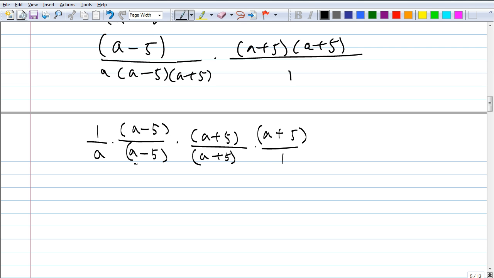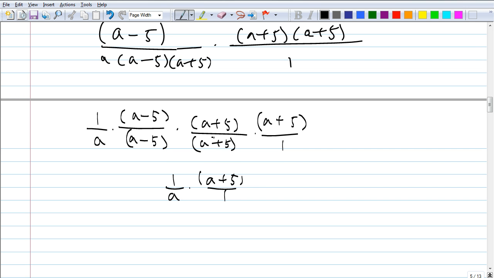What do I get when I do this? I get 1 over A times what? Yes. And because these two fractions cancel out to be 1, right? And so what's my answer? Here, the answer is simply A plus 5 over A. I'm done, right? No. Okay, if you leave it this way, you'll maybe get half points. Why not? What have I forgotten?